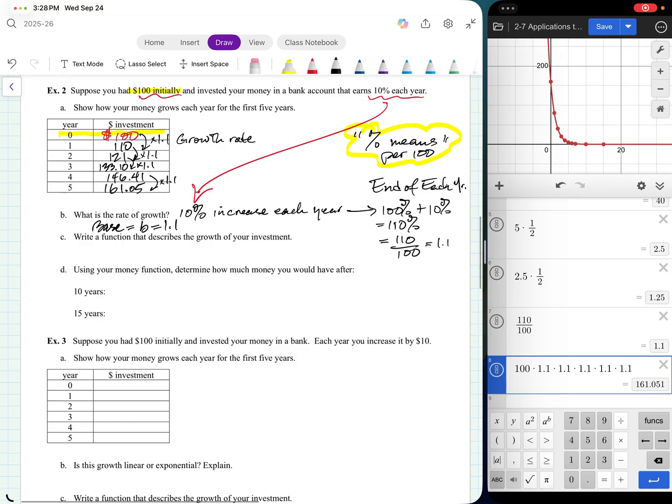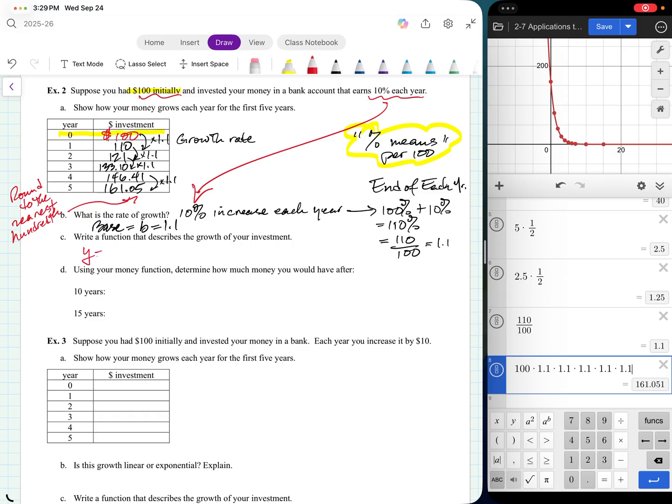Okie dokie. In fact, let's write that down. So round to the nearest hundredth. Okay, I'm talking about right there, the second digit. And then it says, write the function, right?